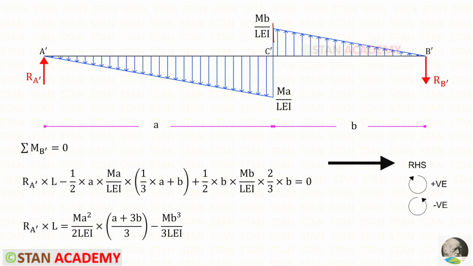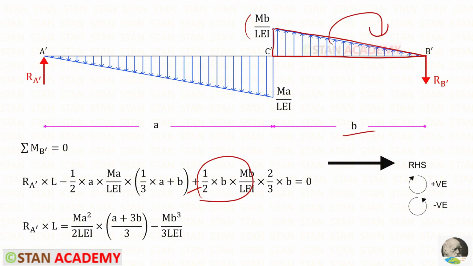The centroid distance about C dash is 1 upon 3 into breadth. Here the breadth is a, so it is 1 upon 3 into a. But we are taking moment about B dash, so we have to add the remaining distance as well, which is b. Let us take this UVL. It is acting in the clockwise direction, so positive. This is the area, half into b into this height. And the centroid distance about B dash is 2 upon 3 into breadth. Here the breadth is b, so it is 2 upon 3 into b.